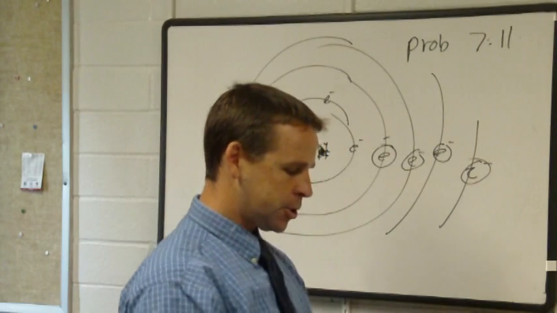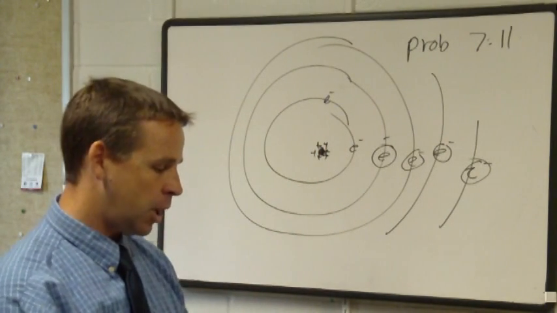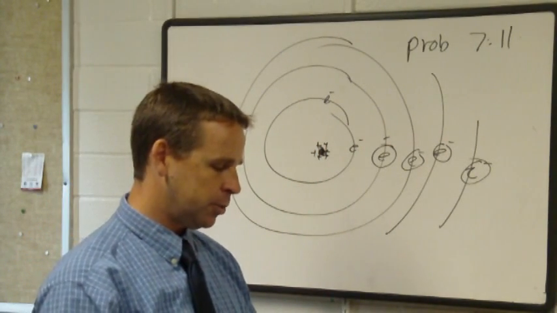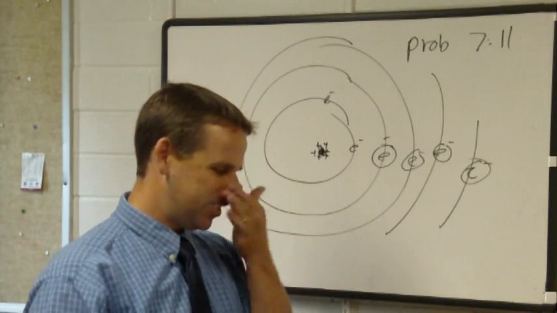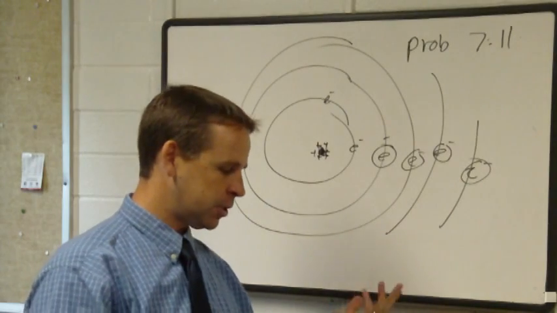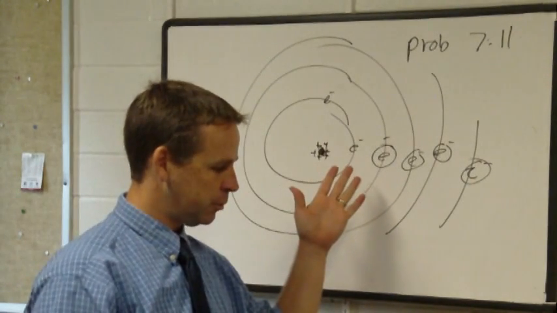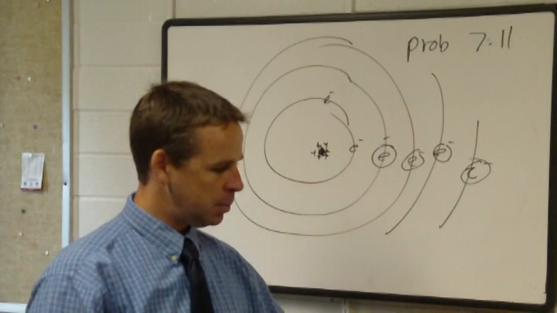How does the effective nuclear charge experienced by valence electrons of an atom vary going from left to right across the periodic table? Well, going from left to right, starting, for example, we could go from scandium to zinc.